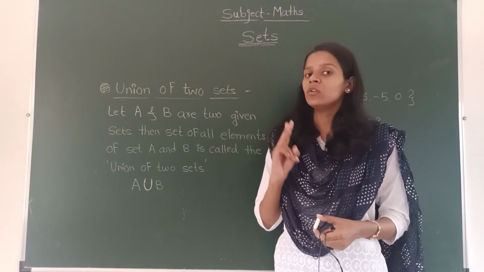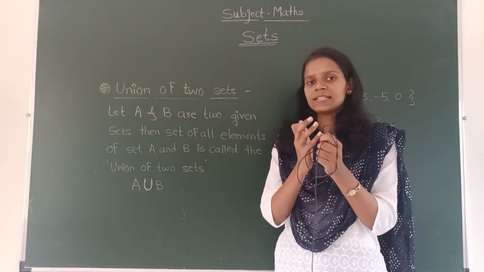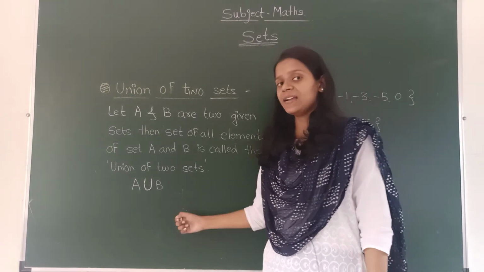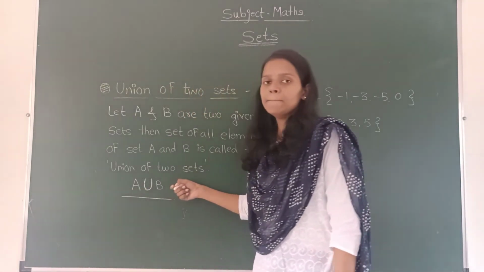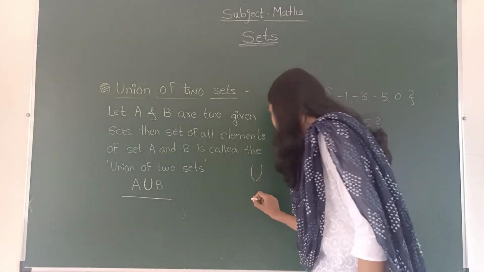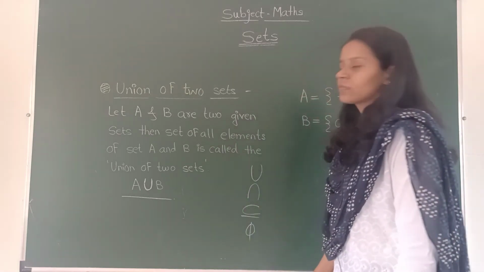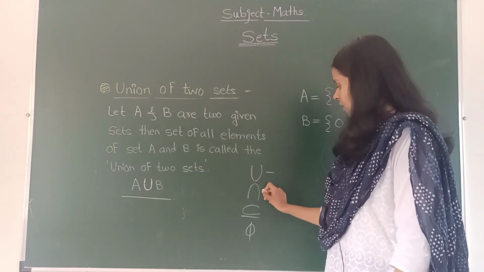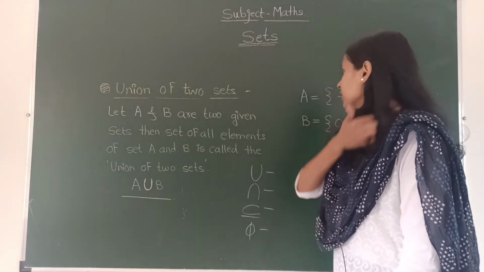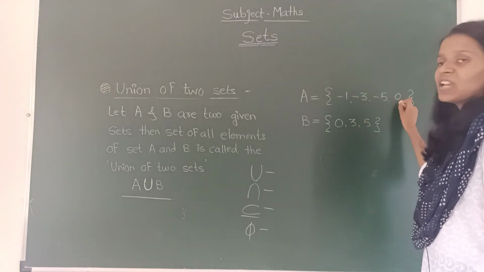There are two given sets named set A and set B. Then the set of all elements in set A and set B is called the union of the two sets, and it is shown like this, A union B. This is the sign of union, this is the sign of intersection, this is the sign of subset, and this is phi. Keep in mind: union, intersection, subset, phi.